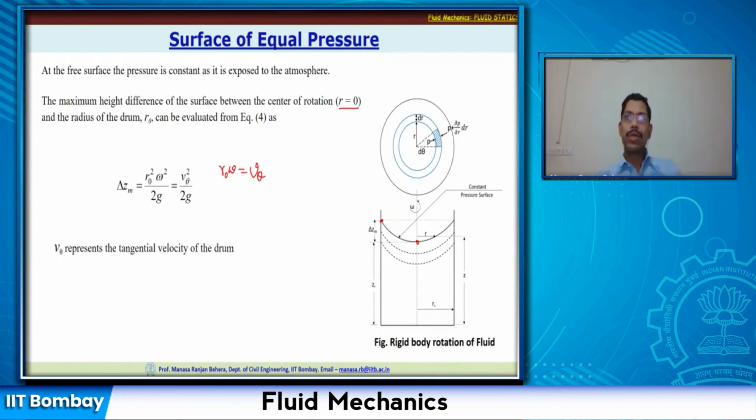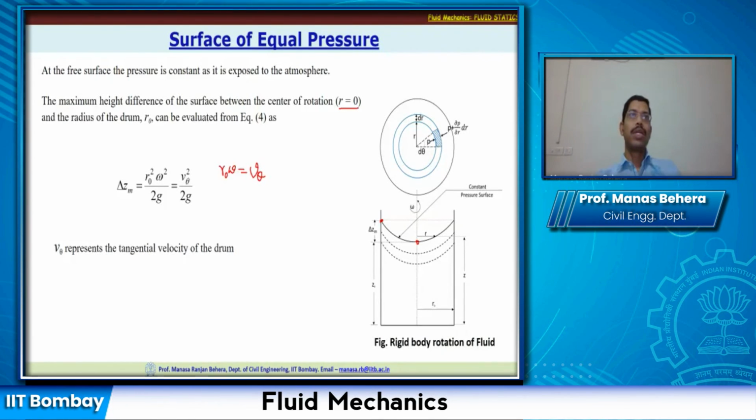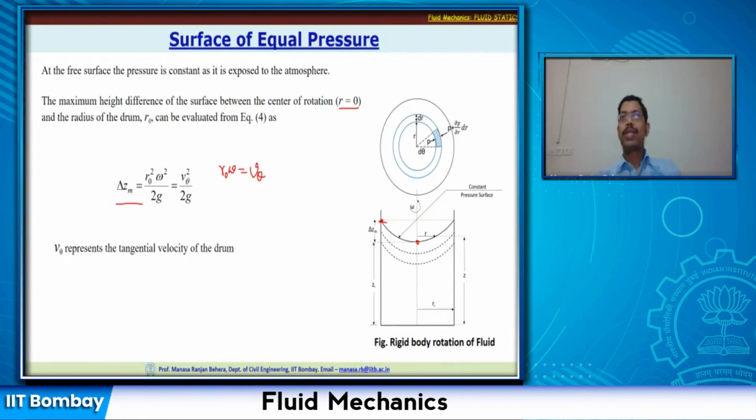So the velocity with which the drum is moving will be r0 omega, and if you substitute that, you will be able to get the elevation delta zm, that is between this point of the free surface at the wall of the tank and at the center of this concave shell. Okay.